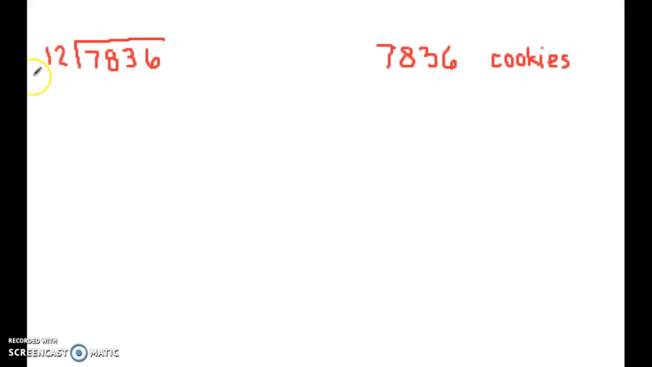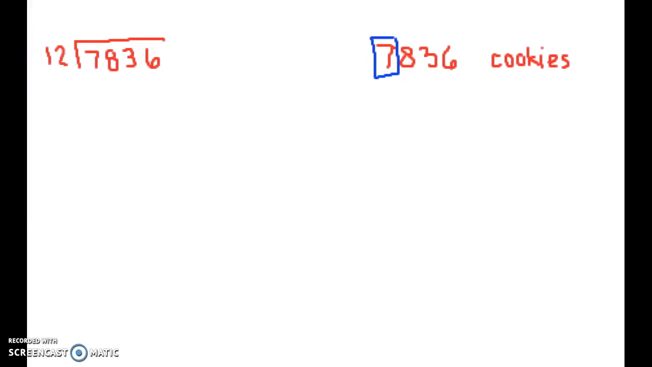Alright, so on the left I have how we normally do division. And on the right I've set up a way how we can see what we're doing step by step. So let's start. Let's first start with looking at our thousands place, so our 7. Can 12 go into 7? Can 12 go into 1,000? Well, we don't have 12,000 cookies, so no.